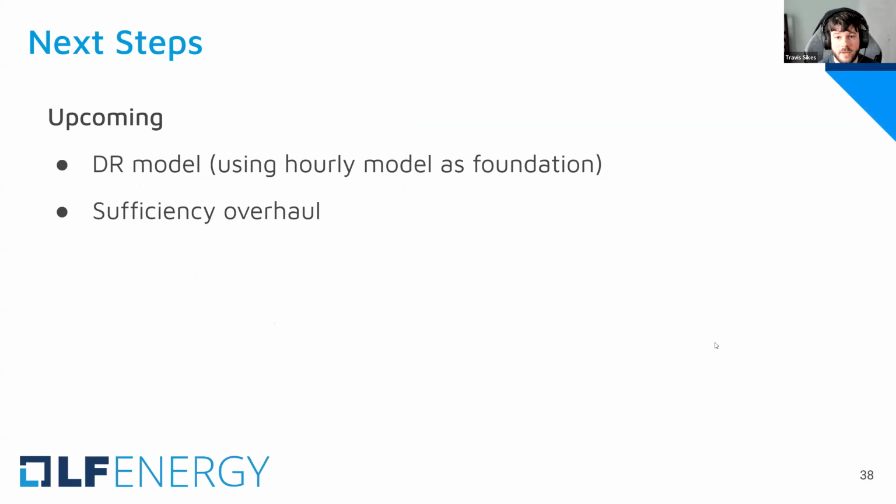Work does not end, so the next thing that we're going to be working on is making a DR model. Everything I just described is an EE model, energy efficiency. We're going to make a demand response model, and we're going to be using the model that I've described today as the foundation for that demand response model. We also would like to look at all of our sufficiency and just do a complete overhaul and see if we're too conservative, which I think is almost certainly the case. Can we make it so that we can increase the number of buildings that we allow to be measured?